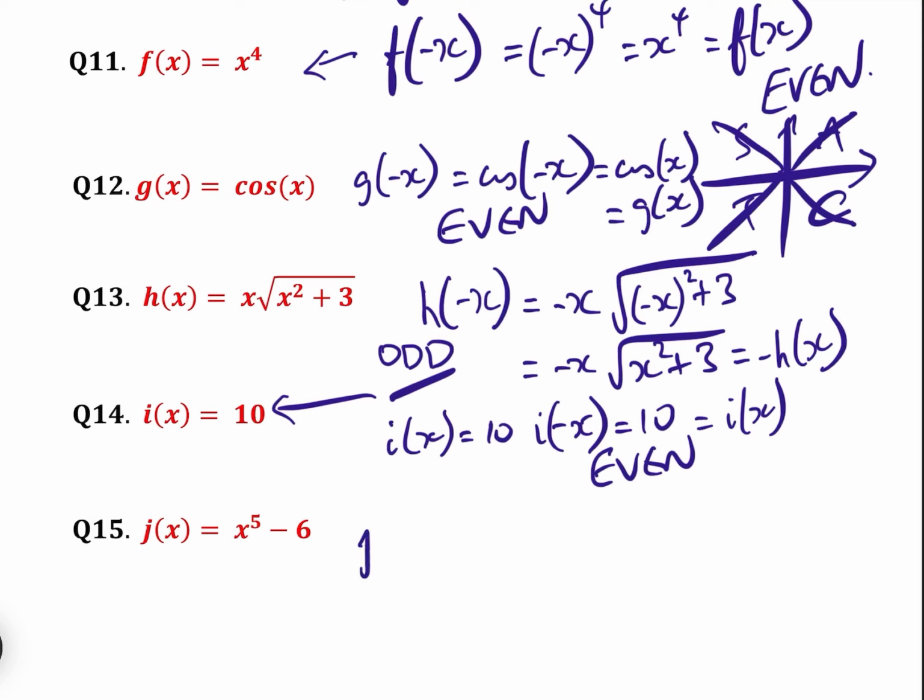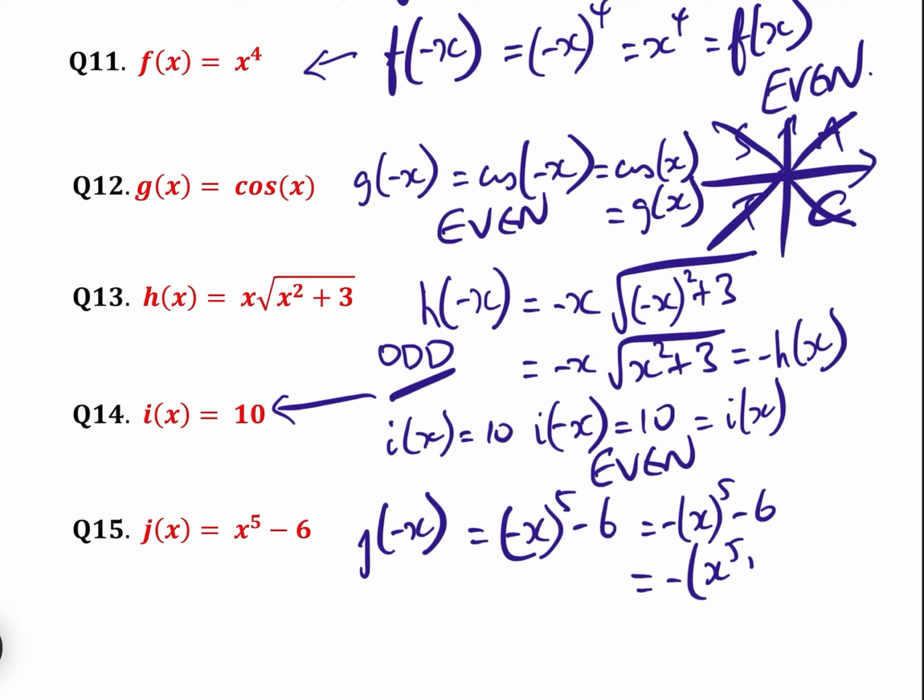Question 15, okay, let's have a look at j of minus x. That equals minus x to the 5 minus 6. Now, minus x to the 5 is minus x to the 5, minus 6, which equals minus x to the 5 plus 6, which is not the same as the original function. So in actual fact, this is neither odd nor even, it is neither.